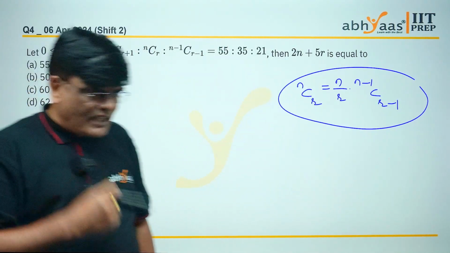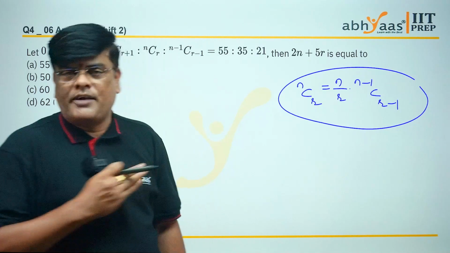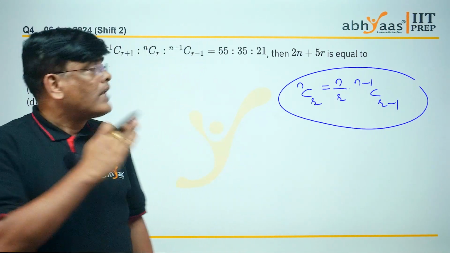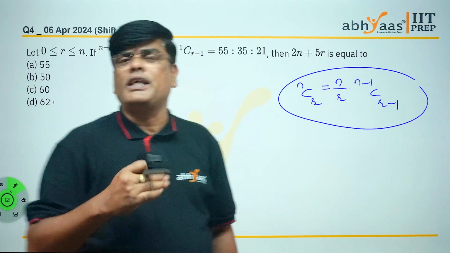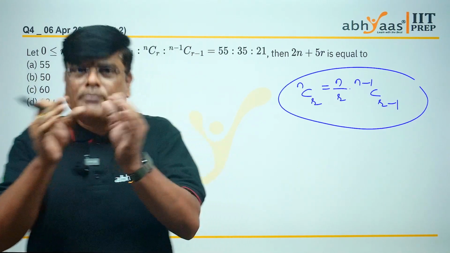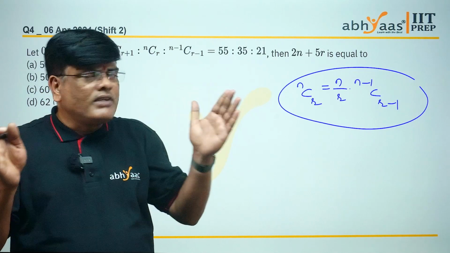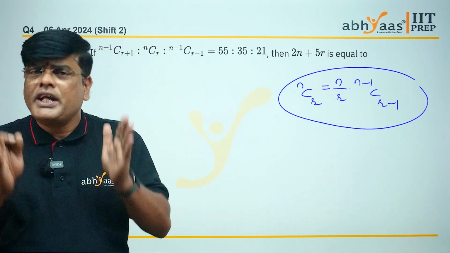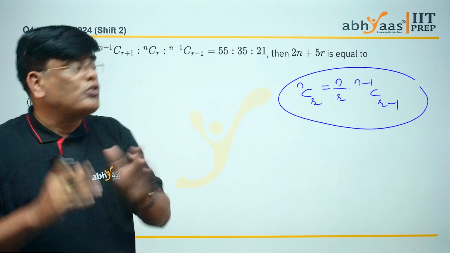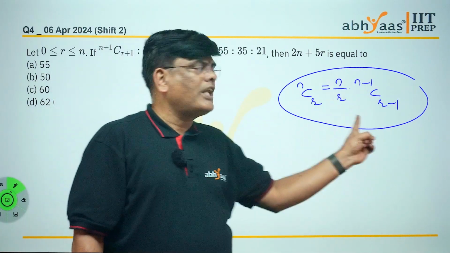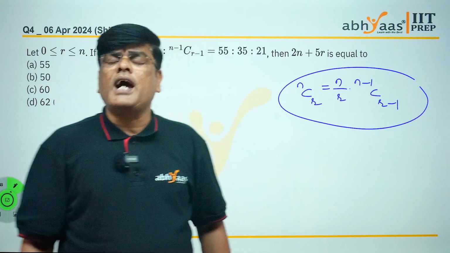Okay, students, I am repeating once again. nCr can be written as n/r into (n-1)C(r-1). To remember this result, I will give one method. Whenever we need n and r separately, we have to decrease 1. That is the main thing. Meaning n/r into (n-1)C(r-1).